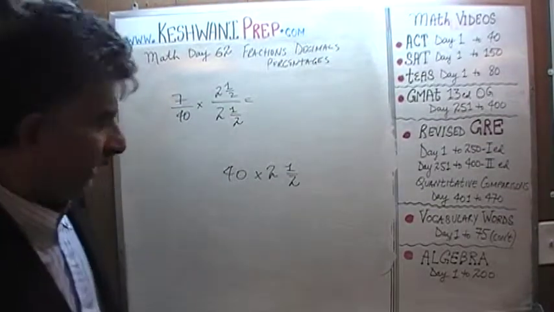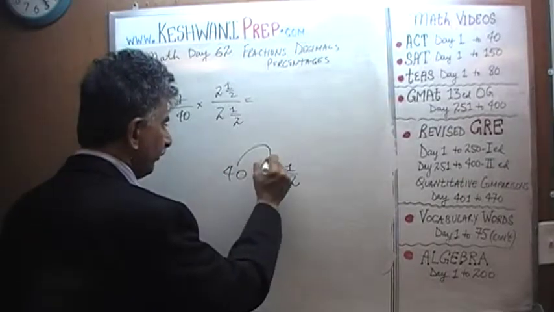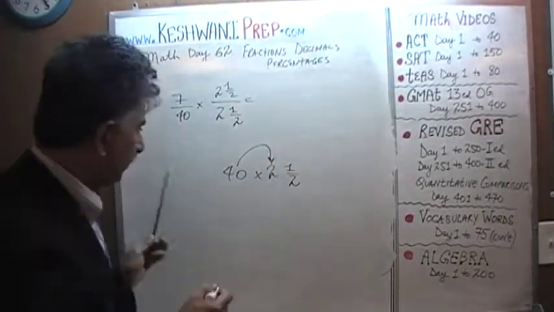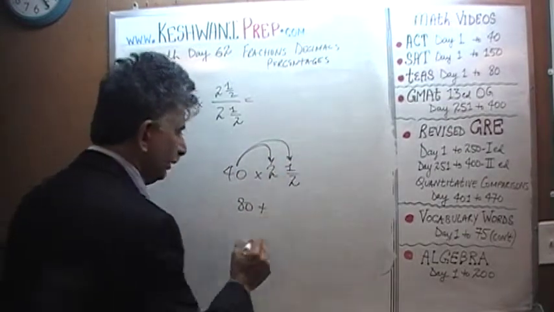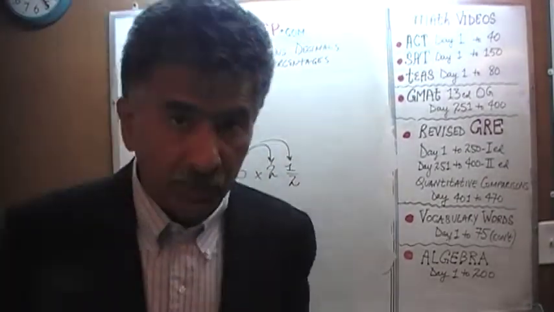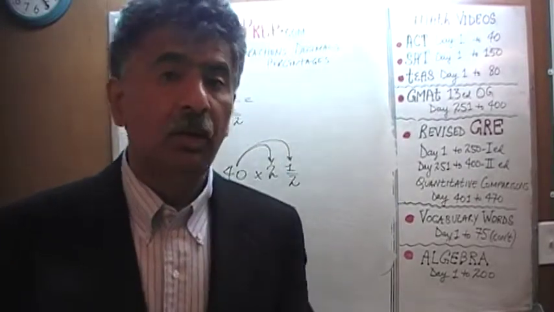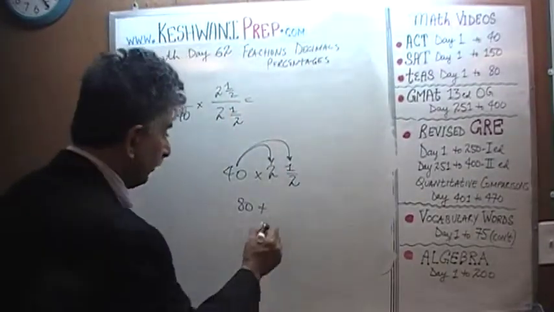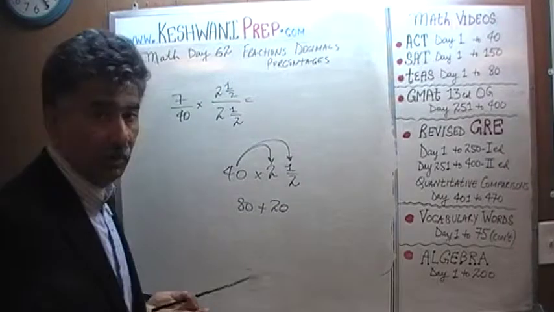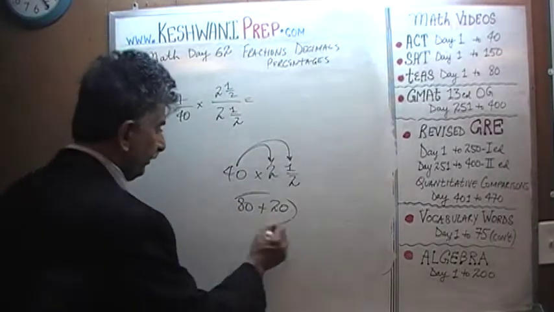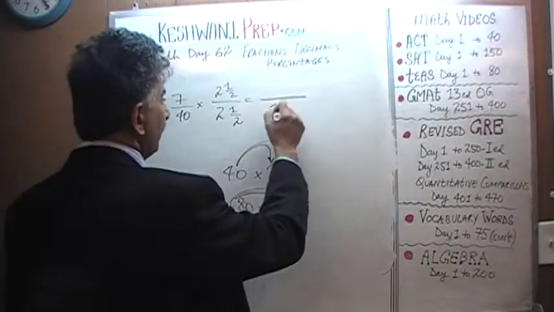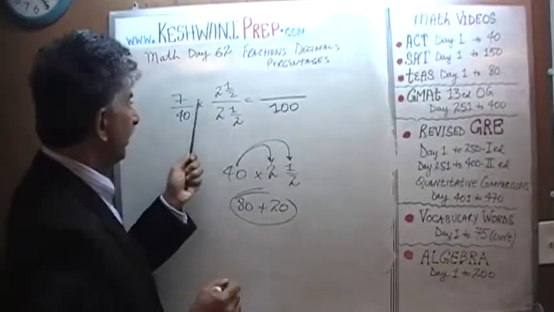How do we go about multiplying 40 by 2.5? It's very simple. 40 times 2 is 80, and 40 halves, well, we know 2 halves make a 1. If you have 40 halves, that should make 20. In other words, half of 40 is 20. There you go, there's your 100. So the bottom becomes 100. Now we have to figure out 7 times 2.5.